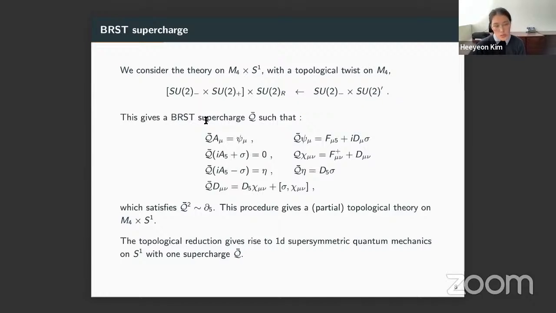This procedure gives you a BRST supercharge Q bar, under which the fields transform in the following way, which squares to the translation in the S1 direction. This procedure gives you a partially topological theory on M4 times S1. In particular, this topological reduction on a four-manifold gives rise to 1D supersymmetric quantum mechanics on S1 in the remaining direction with one supercharge, the Q bar.